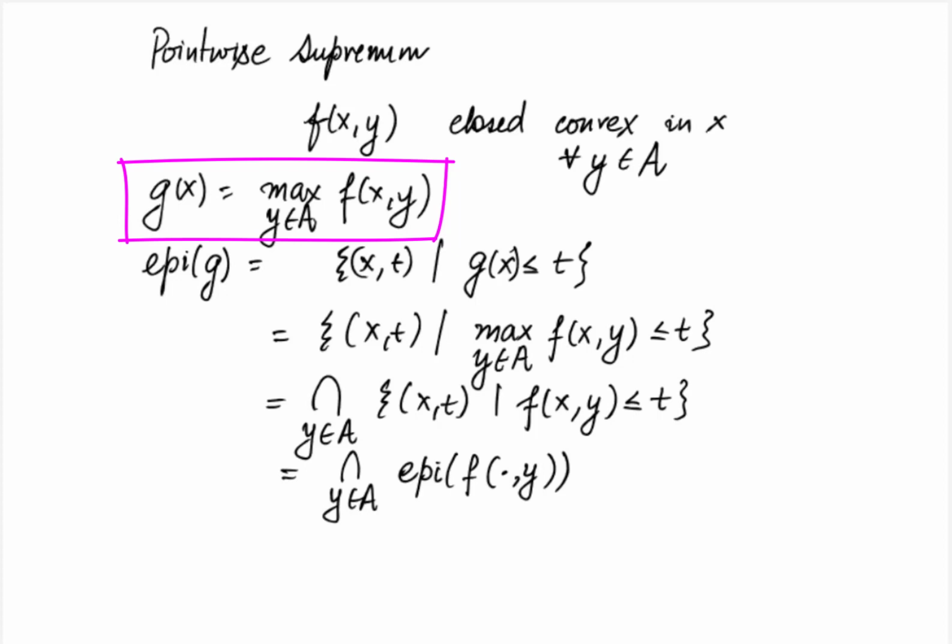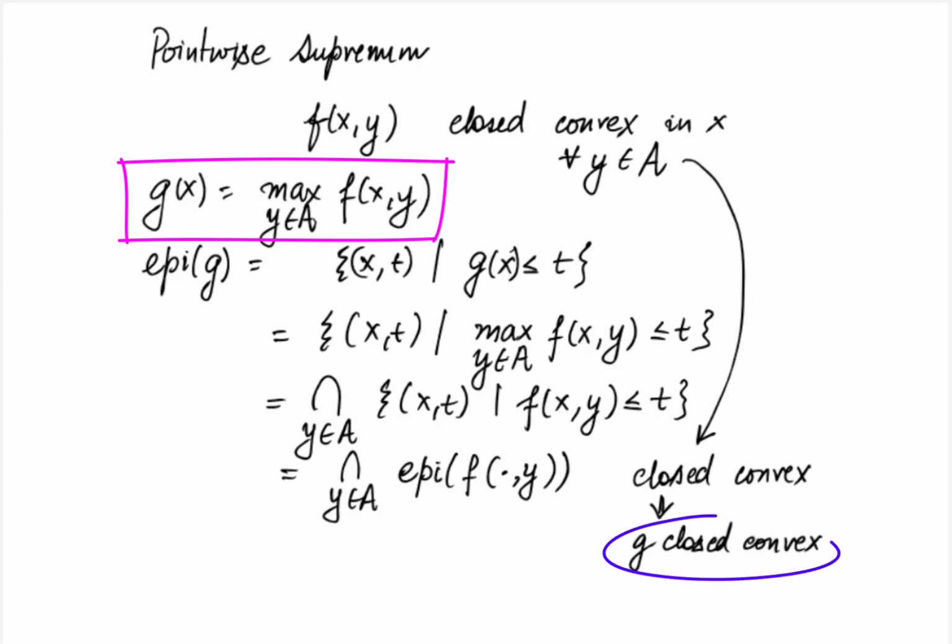Now the final step, which is that since f is given to be closed and convex for each y in A, it follows that the epigraph of f for each y in A is also closed and convex. The intersection of multiple closed and convex sets is also closed and convex, implying that the epigraph of G is closed and convex. Therefore, we conclude that G is a closed and convex function. So in this example, we see that the epigraph definition of convexity may sometimes be more useful than the others, particularly when establishing general results.